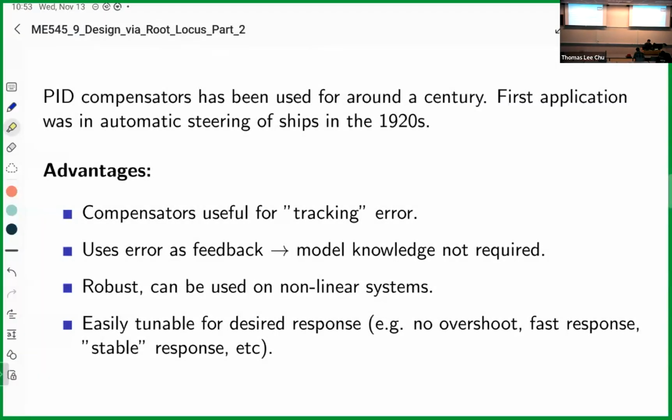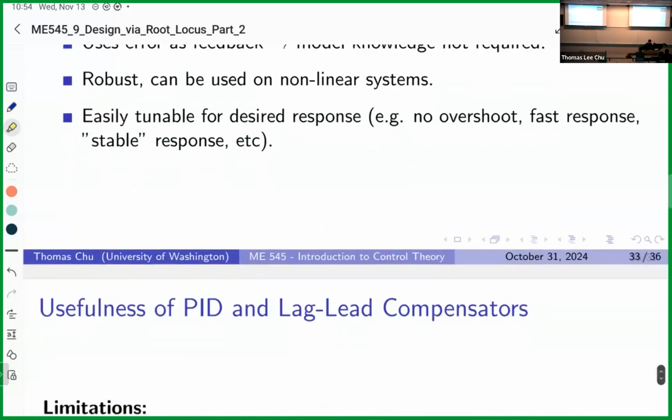PID compensators have been around for a century. The first application was in automatic steering of ships in the 1920s. The reason why we like it so much, and why over 90% of the industry uses it, is because you can use it for an unknown model. We don't use root locus techniques when our model is unknown. Instead, you just need to know how to tune the gains of each component and understand what it does, because it uses error as feedback. Our output is usually what we get, but our input is what we want. So it's very robust because of that, and it's very easily tunable.